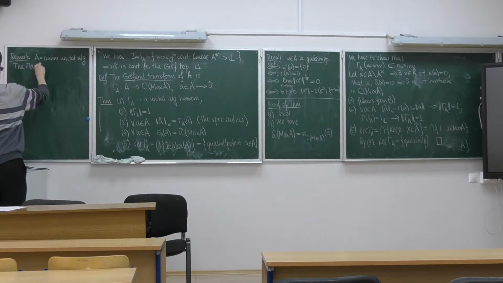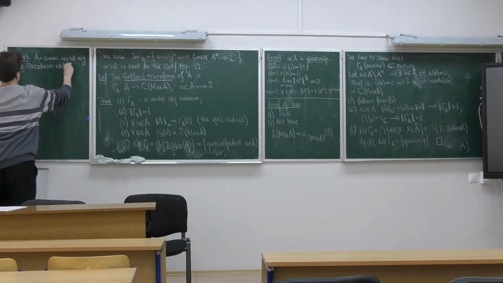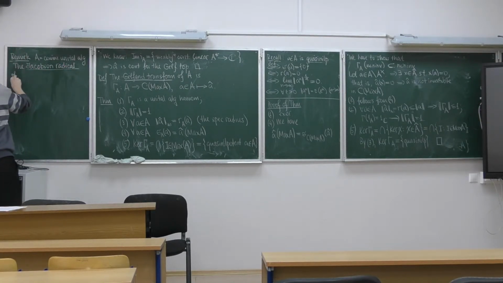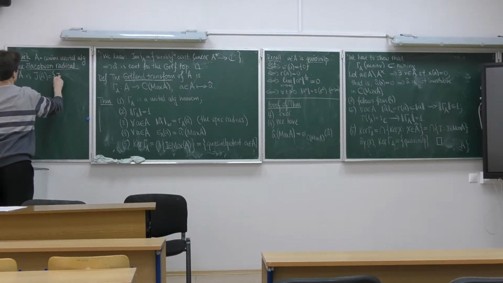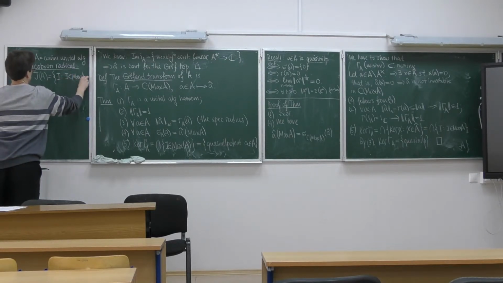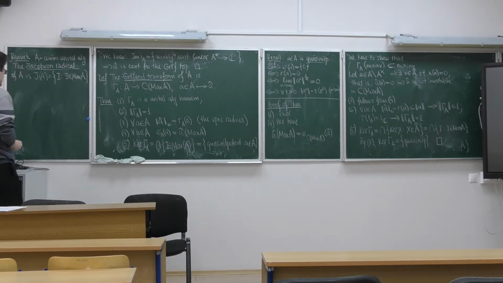The Jacobson radical J of A is just the intersection of all maximal ideals. And let's say that A is Jacobson semi-simple if this is 0.